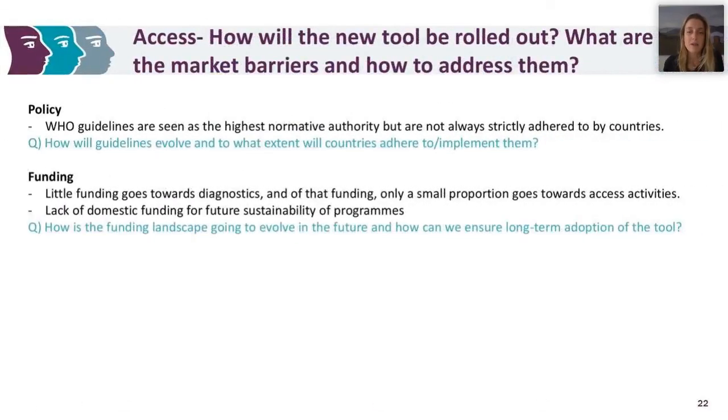The next point is around funding. The majority of funding for schisto goes towards treatments, and only very little goes towards diagnostics. But from that, actually even a smaller proportion goes towards access and access activities. In addition, to ensure future sustainability of programs, we need to ensure domestic funding.